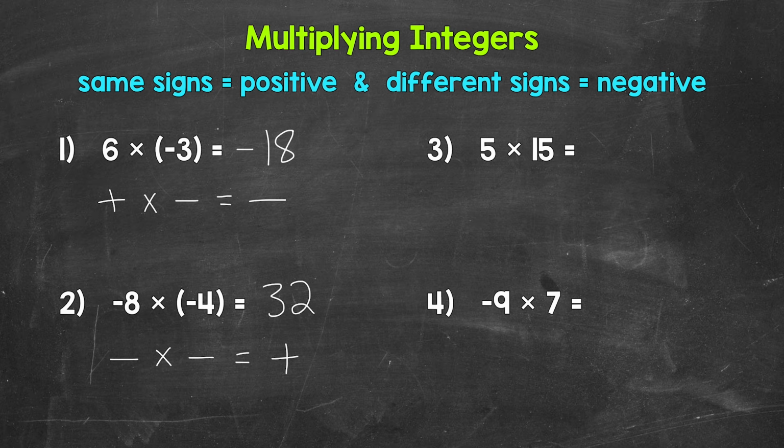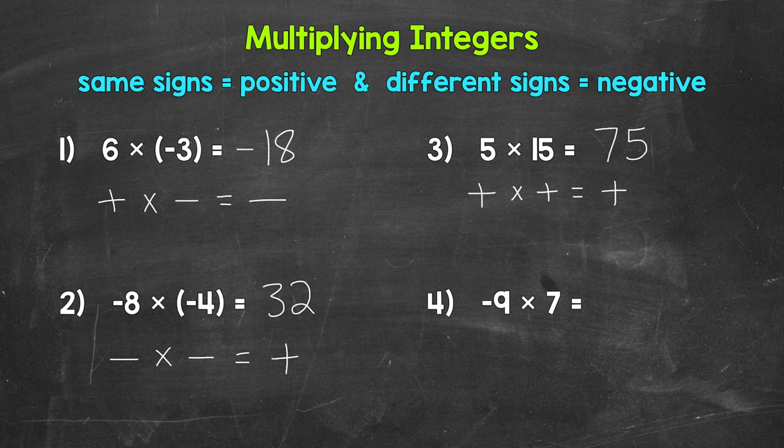Moving on to number 3, we have 5 times 15. So we have the same signs here, a positive times a positive. That means our answer will be positive. Now 5 times 15 equals 75. A positive times a positive equals a positive.